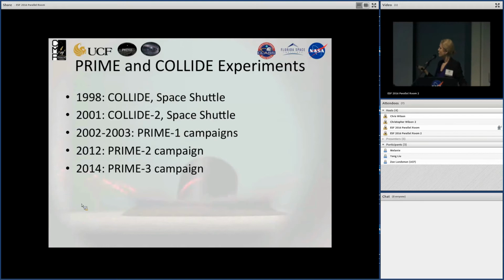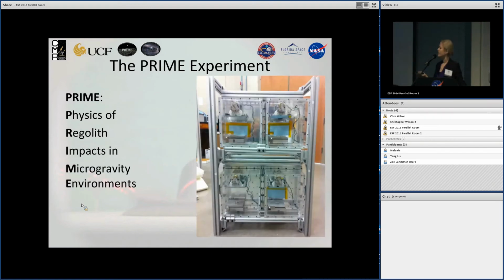So the experiments I'm going to be talking about are a whole family of experiments called PRIME and COLLIDE. It all started in 1998 with Josh Colwell flying the experiment called COLLIDE on the Space Shuttle. So this has been going on for a while, and as you see, the most recent experiment, and there's one missing down here, is in 2014. The last PRIME campaign was on a parabolic airplane, sorry. And the one missing here is in April 2016. We actually flew the COLLIDE experiment with Blue Origin on their New Shepard suborbital rocket.